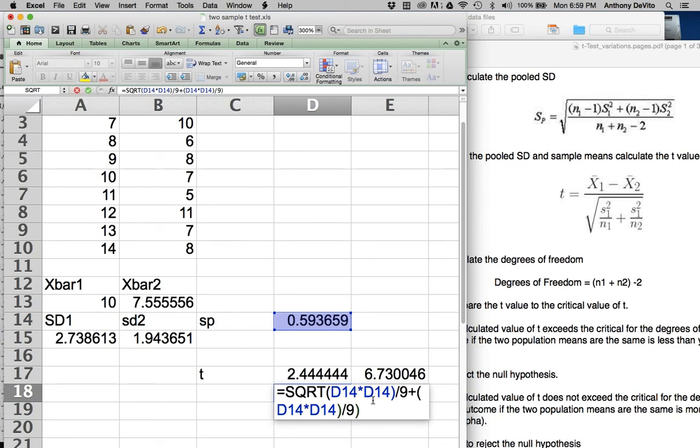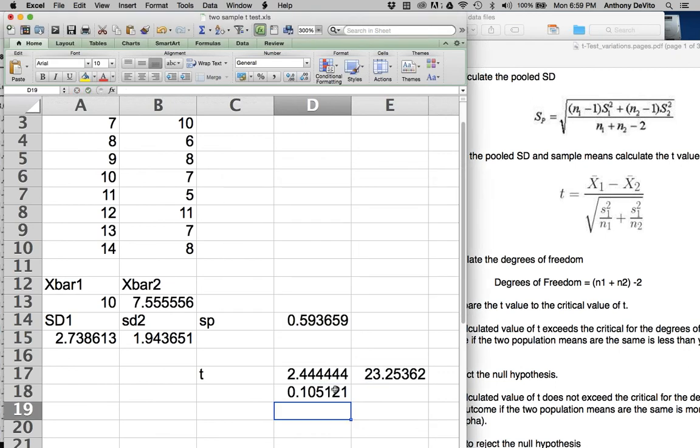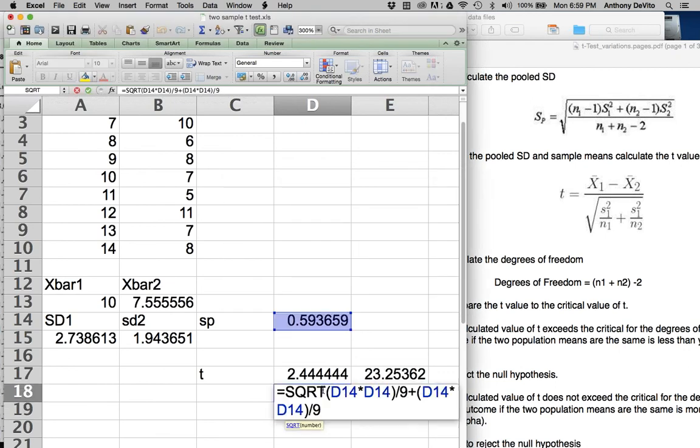Okay, so let's see. Does that look right? Anybody want to object to that before I hit enter? That looks okay to me, I think. Right? This is the pooled standard deviation squared divided by 9 plus pooled standard deviation squared, and then the square root of that whole thing. Oh, jeez. That doesn't look right to me. It's 0.59. What's that? It's the 0.59. Oh, the 0.59?